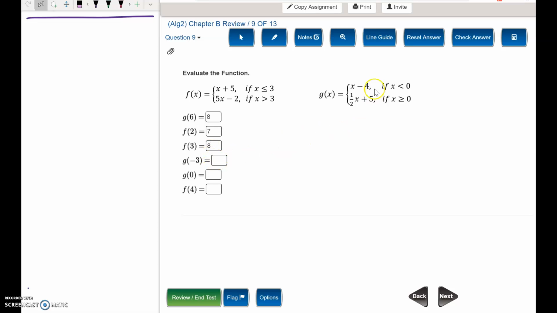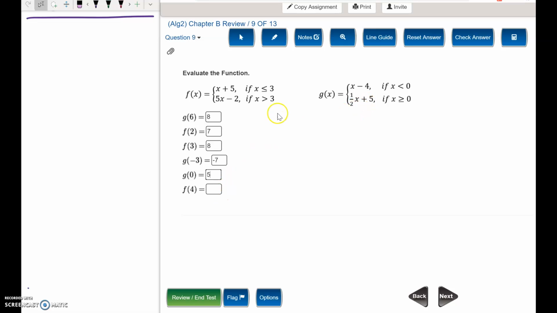G of negative 3, we're using the function on the right. Negative 3 is smaller than 0, so use the top. Negative 3 minus 4 is negative 7. G of 0, 0 equals 0, you use the bottom. Half of 0 is 0, 0 plus 5 is 5.